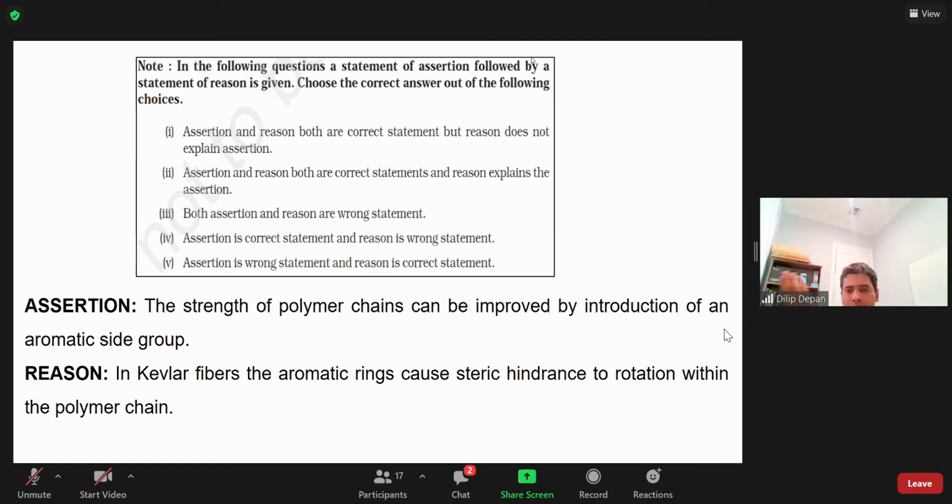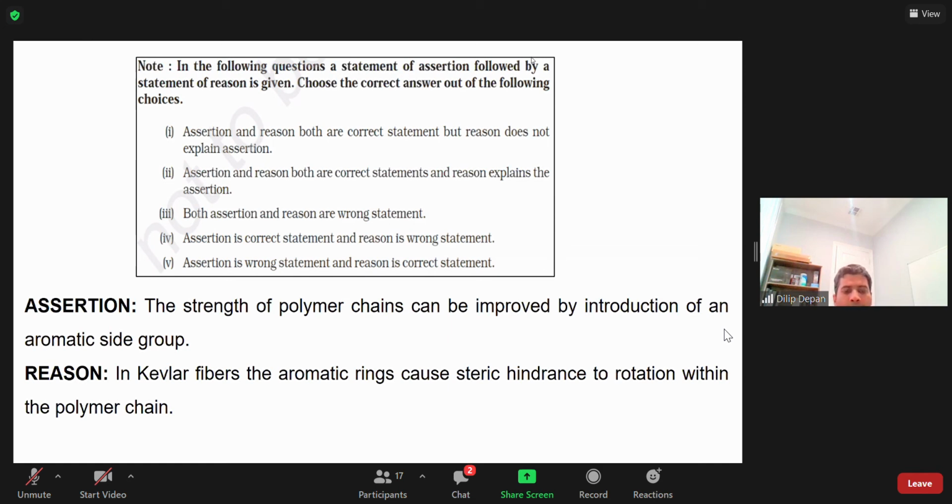I explained this in the class also. Aramid, what does aramid mean? Aramid means AR means aromatic, and AMID means amide group. So they have aromatic side groups, and they also have the amide groups. So that's why they are known as aramid fibers. The Kevlar fibers are known as aramid fibers because they have the aromatic side groups.